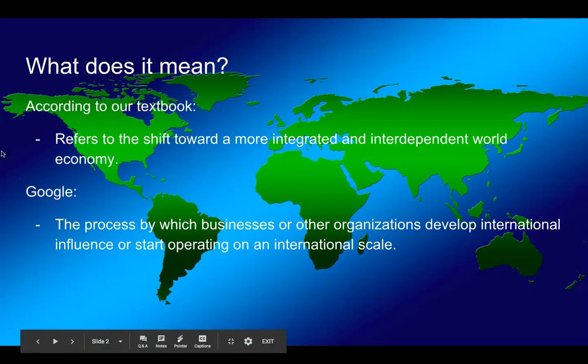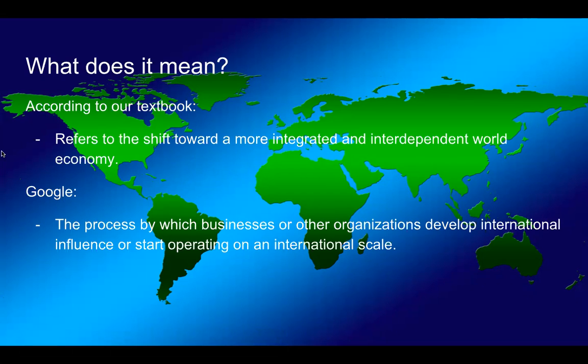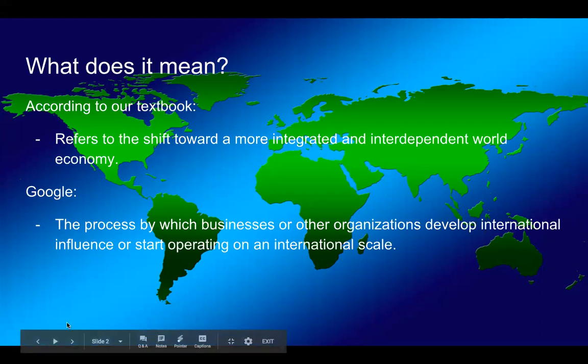So, what does it mean? According to our textbook, it refers to the shift toward a more integrated and interdependent world economy. Google Translate defines it as the process by which businesses or other organizations develop international influence or start operating on an international scale.